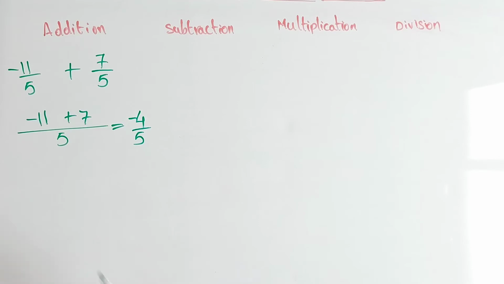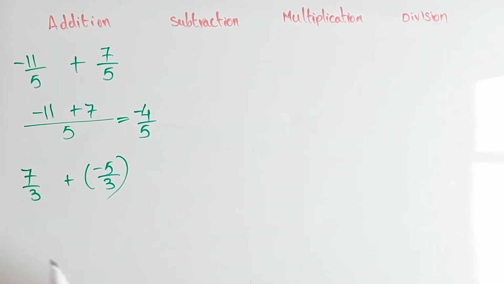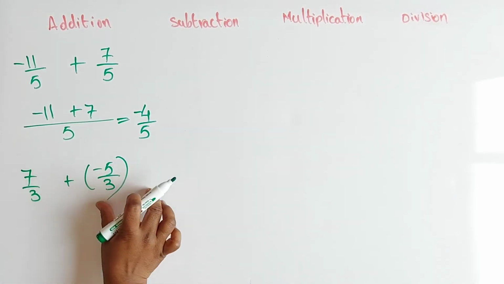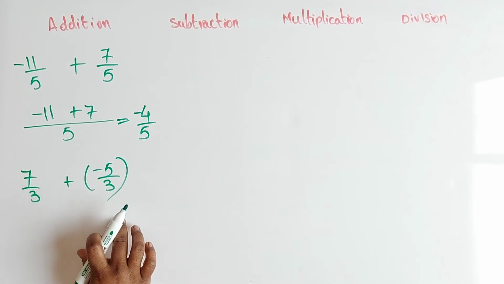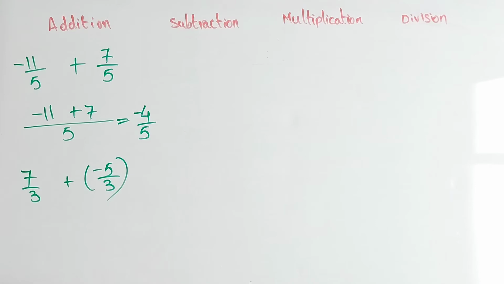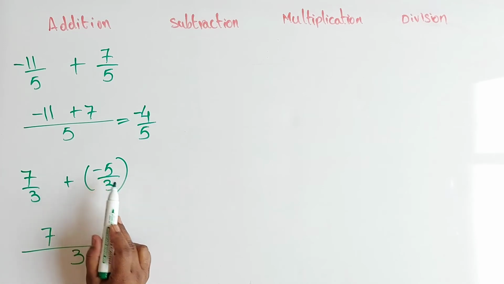Right, children? Let us take another example, children. 7 by 3 plus of minus 5 by 3. Here one positive rational number and one negative rational number. Now we have to add these two rational numbers. Here you see both have same denominator. Write 3 in denominator now. 7 here plus of minus 5 by 3.